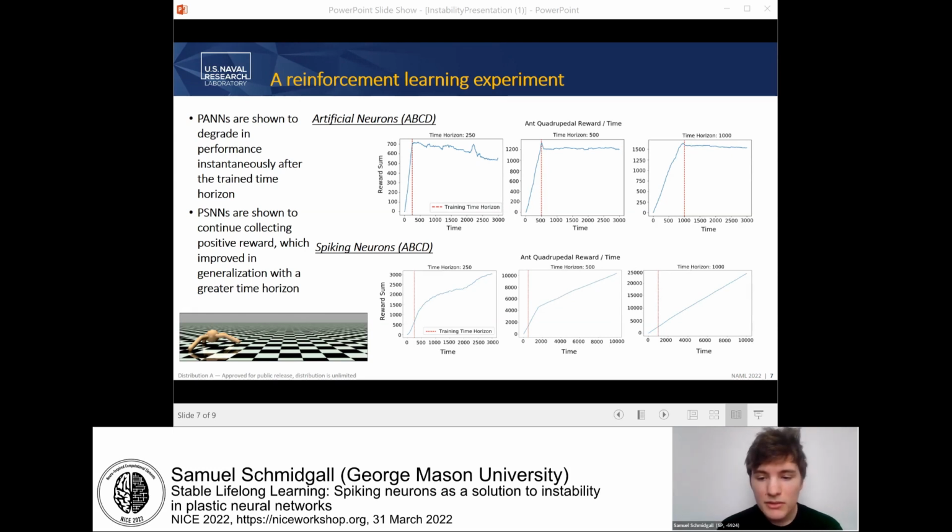And as you can see from the graphs on the right, the red line there is the training time horizon, and everything beyond that shows the network's ability to generalize temporally. For the artificial neural networks with the ABCD plasticity, the moment the time horizon ends, the joints of the robots are observed to lock up or begin spasming as the action output begins diverging to large numbers. This causes the reward to either no longer be accumulated or to start becoming negative in the case of the first graph. For the spiking neural network on the bottom, positive rewards are seen to accumulate after the time horizon, even accumulating linearly in the case of the largest time horizon on the right, meaning there was no degradation in performance at all.